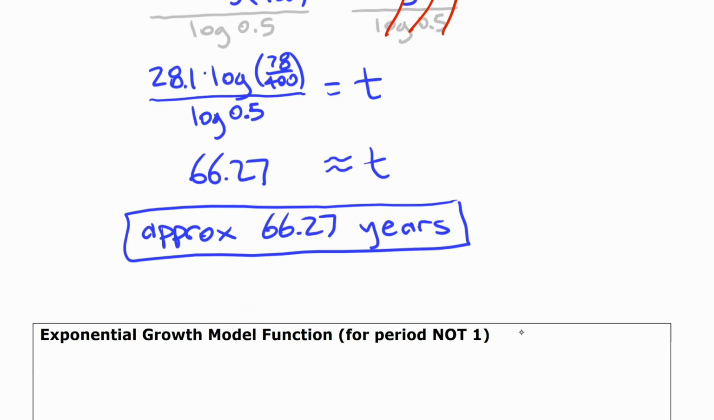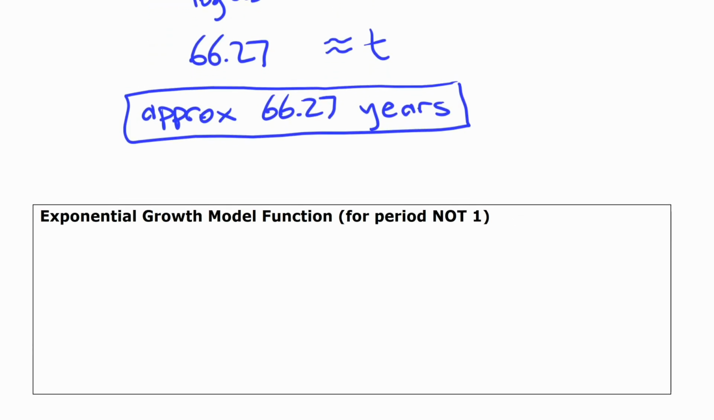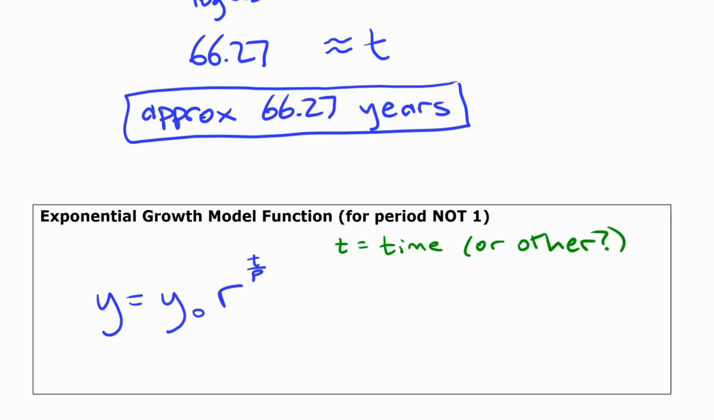So maybe before we do our last example, we'll just write a general model function for these situations, now including the fact that the period is not 1. It looks, again, very similar to what you had in part 1. The only difference is in this exponent, we've got divided by p there. And this is, again, where t is the time or other. There are situations that can be examples of exponential growth or decay where the variable involved is not time, it's depth or something else.